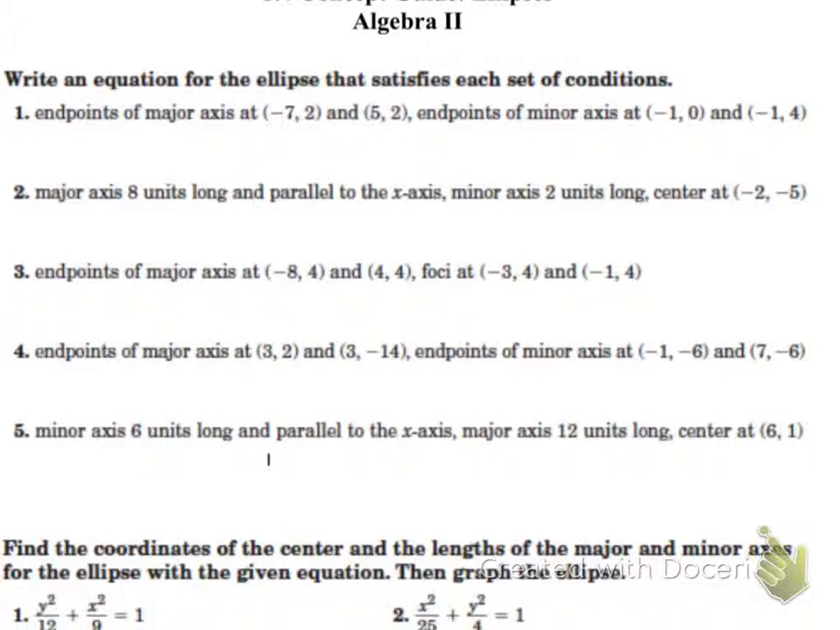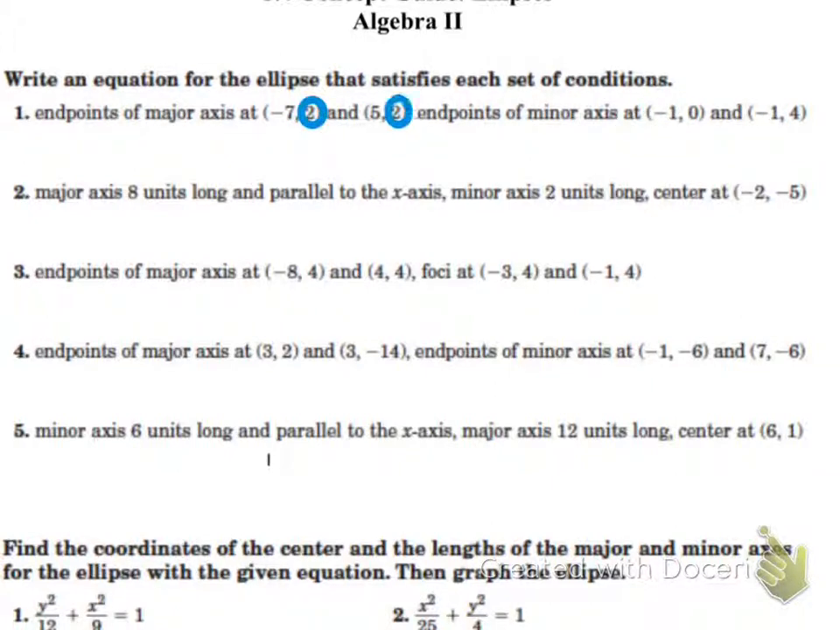Next section, we are going to write our equations of the ellipse. The first example, we have the endpoints of the major axis at -7, 2 and 5, 2. Endpoints of the minor axis, -1, 0 and -1, 4. A little shortcut is to look at our major axis. We have 2 2's there. If you look at our minor axis, we have 2 -1's.